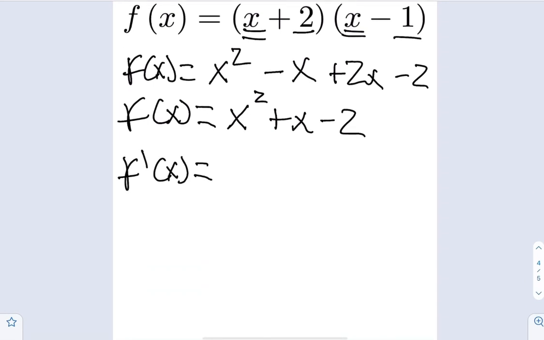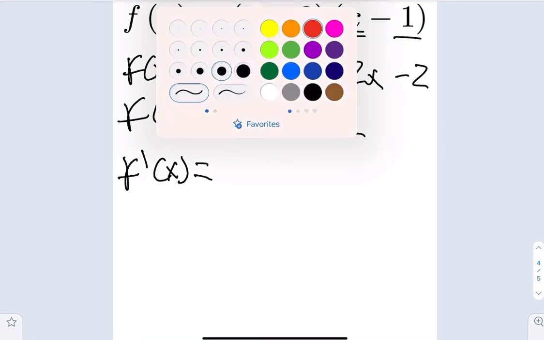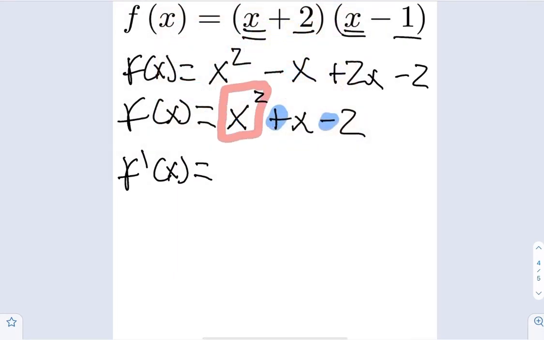Because these are all being added together or subtracted, we can do the derivatives of each of them on their own. So let's do the derivative of x squared first. The derivative of x squared is just 2x, right? With the power rule, we take our exponent, multiply by the front, and subtract 1. And since 2 minus 1 is just 1, there's an invisible 1 there, but we typically don't write it.